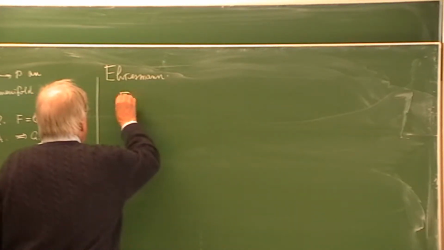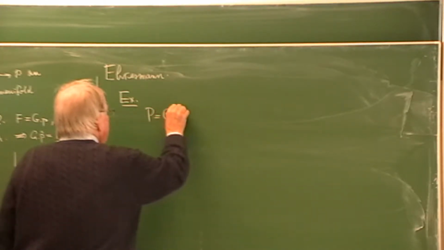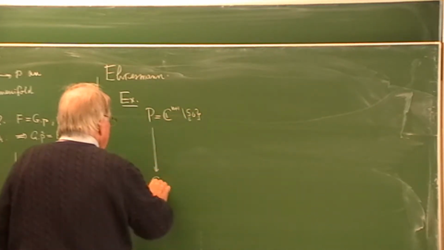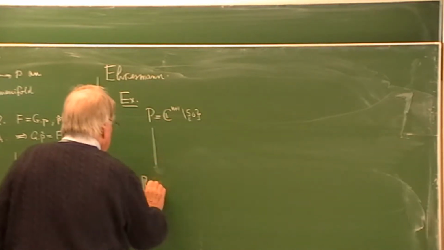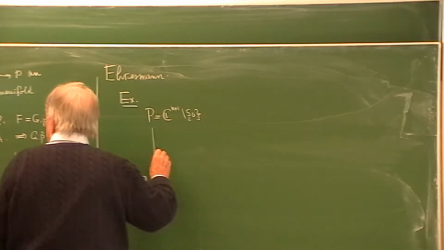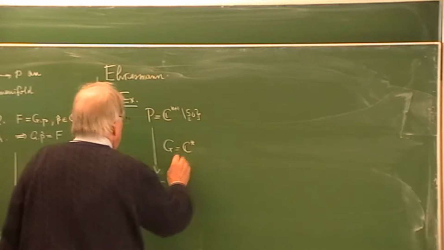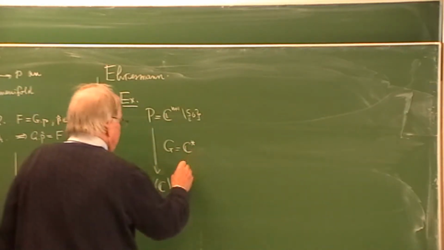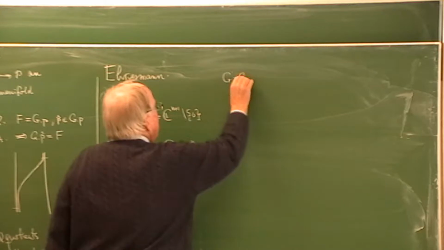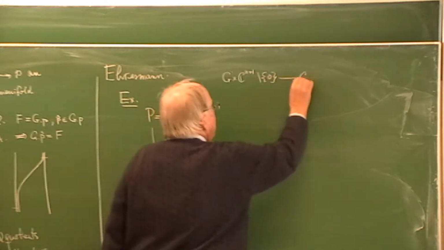So the main example that I beat into your head is P equals C^(n+1) minus 0. It's upstairs. And here we have the projection onto P^n. That projection is pi, and the group here is C star. And the group action is G acts on C^(n+1) minus 0 by the action alpha.